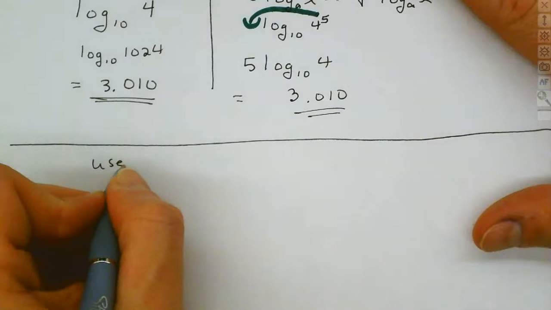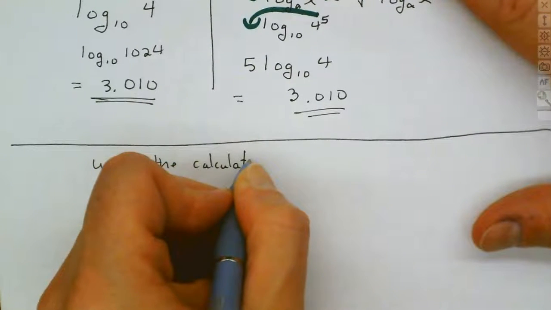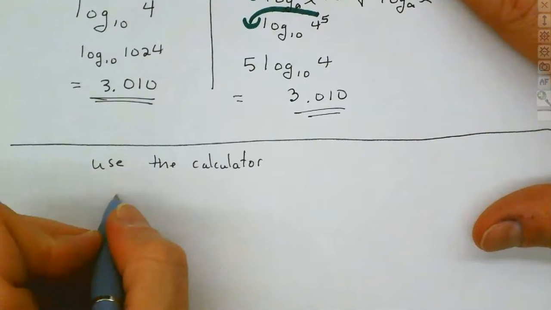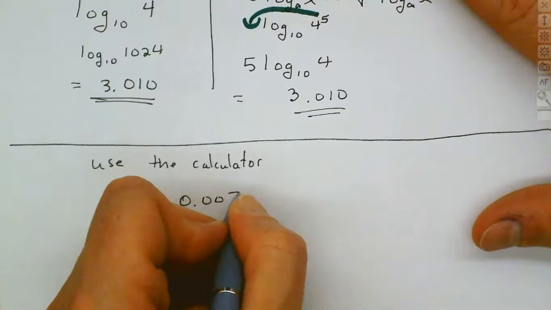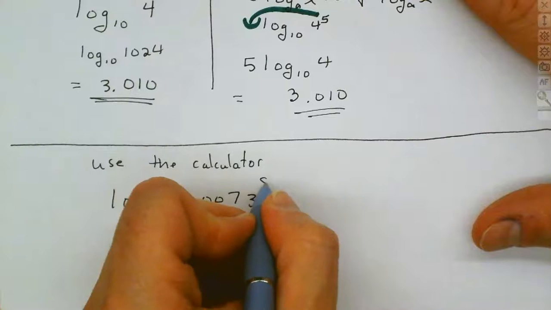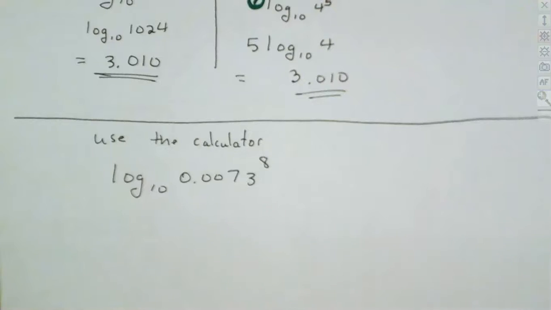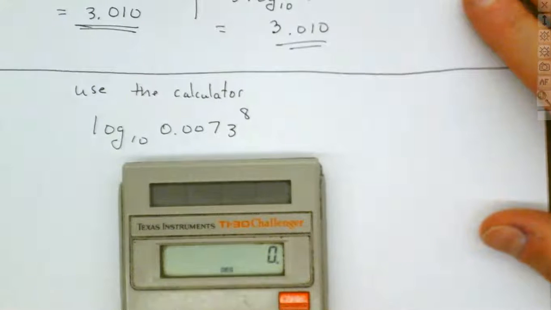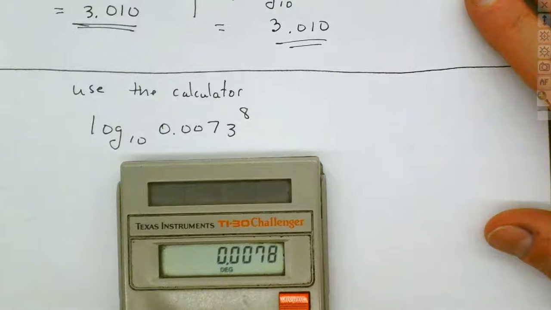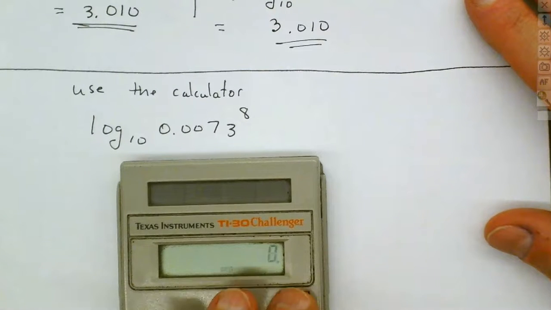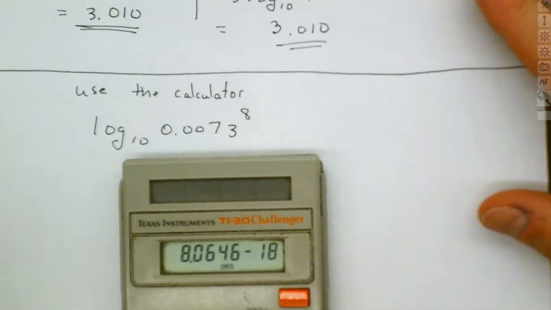And again, we're going to use our calculator. How about we look at this one? How about log base 10 of 0.0073 to the 8th power? I wouldn't want to do this in my calculator, because look what's going to happen. If I try to do this in my calculator, 0.0073, we'll take that to the 8th power, and see, it's going to put it in scientific notation. It's going to be hard to deal with.